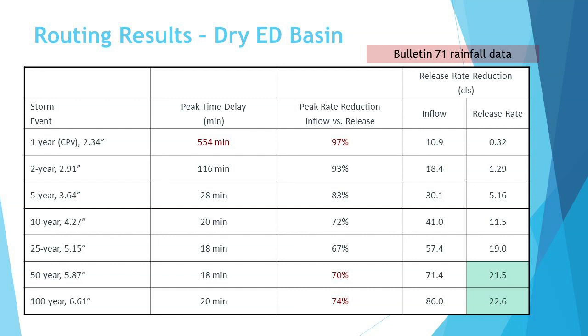So we can see that for a 1 year storm, our peak time delay is 554 minutes. So we're 9 hours delayed after the storm. That goes down with the bigger storms, but you can see we're still getting good delays. Our peak rate reduction, we're at 97% for the 1 year storm. We're at 74% for the 100 year. And there's our inflow and our release rates there.